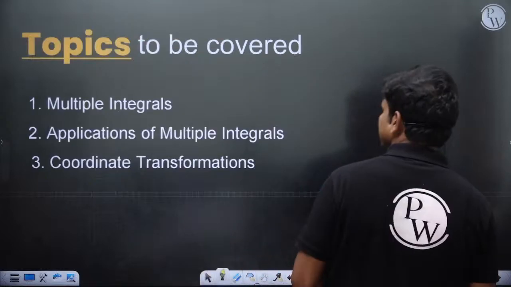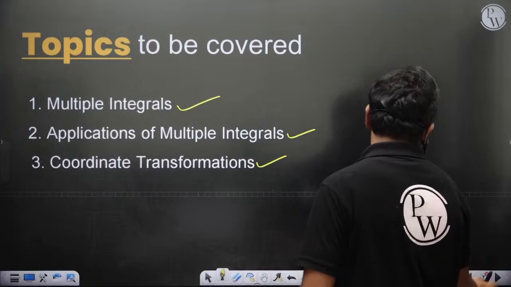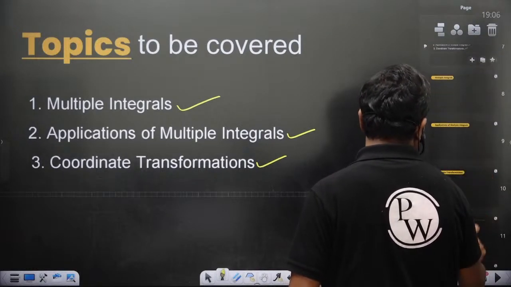Before we straight away go for today's topics like multiple integrals, I'll also teach some applications and coordinate transformations. But before I start these topics, let's discuss the homework first.